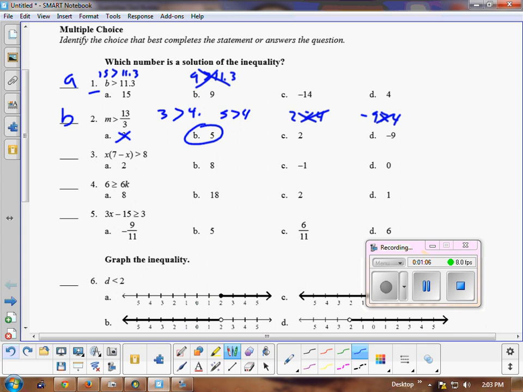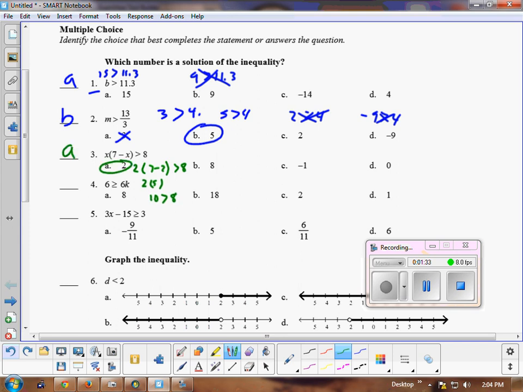Looking at number 3, we're going to test each value and see which one works out. So if I put in a 2, I have 2 times 7 minus 2. Is that greater than 8? 7 minus 2 is 5. 2 times 5 is going to be 10, and 10 is greater than 8, so that works.